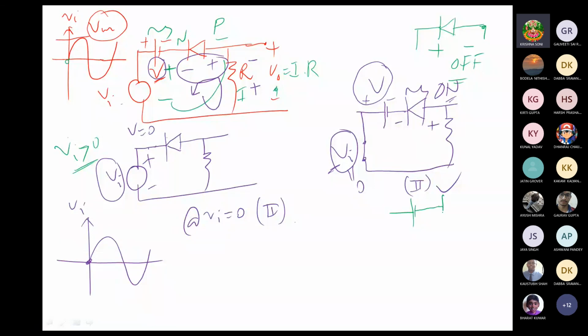Please stop me if there is any doubt at any moment. So for the first positive half, the polarity of the input voltage is as shown here. The DC voltage which we are applying has this polarity. So in this loop, these voltages, B and Vi, are opposing each other. That is obvious.